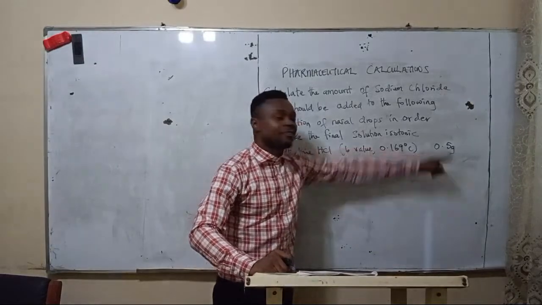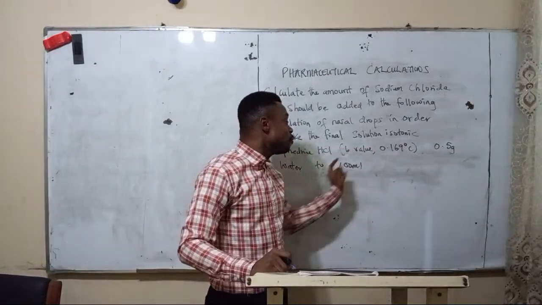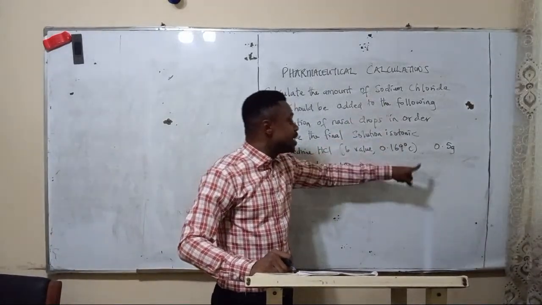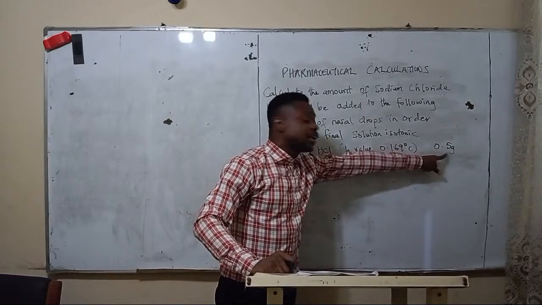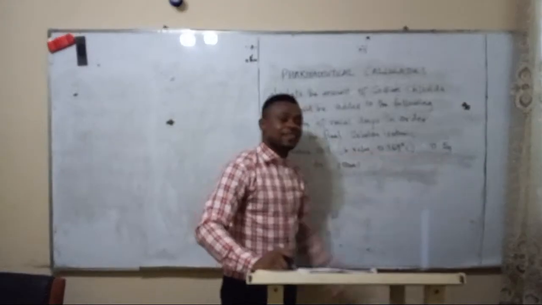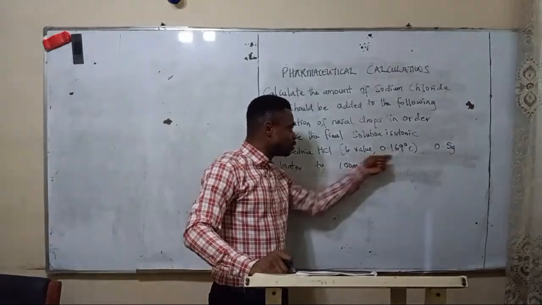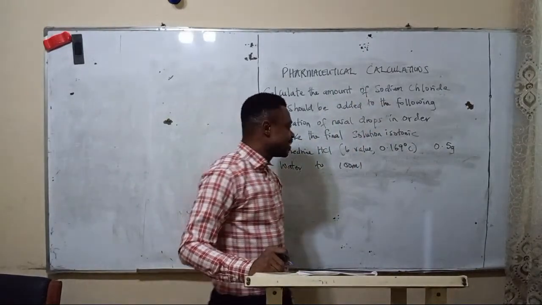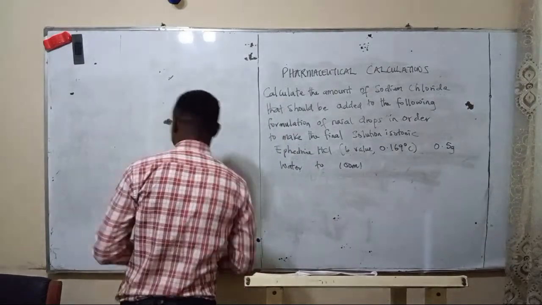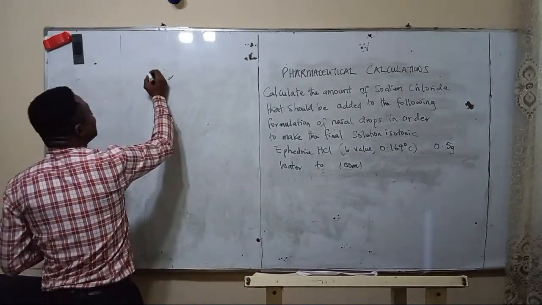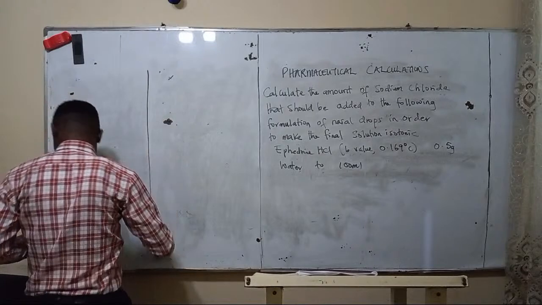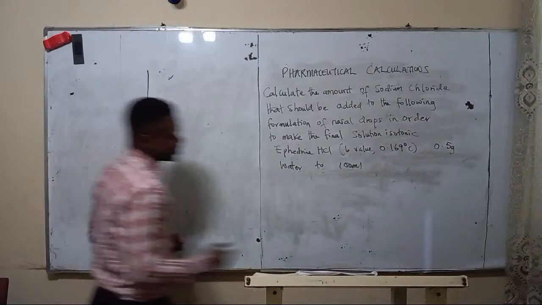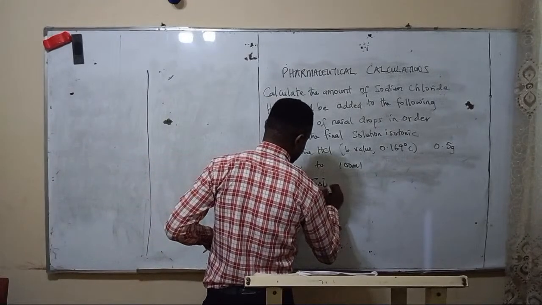But we have 0.5 gram here. So if 1 gram in 100 ml depresses by this, by how many degrees Celsius will 0.5 gram depress? It is probably half of this, which is around 0.8 something. Let's do the calculation so we don't say everything like that. So now let's do the calculation. Let's start from here. Solution.